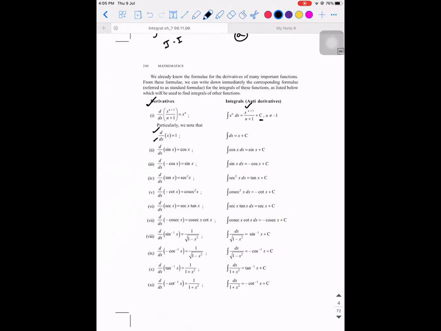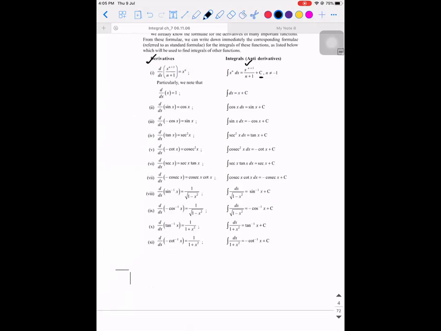So the derivative of x with respect to x is 1. So what will be the integral of 1 with respect to x? When I say the integral of 1 into dx, that is nothing but the integral of dx. So what will be the integral of dx? x. But since you're doing indefinite integration, you need to add a c too. Okay. In a similar way, if you look at all the formulae, the left-hand side that is given are the derivatives. The right-hand side will be the integrals of those derivatives.